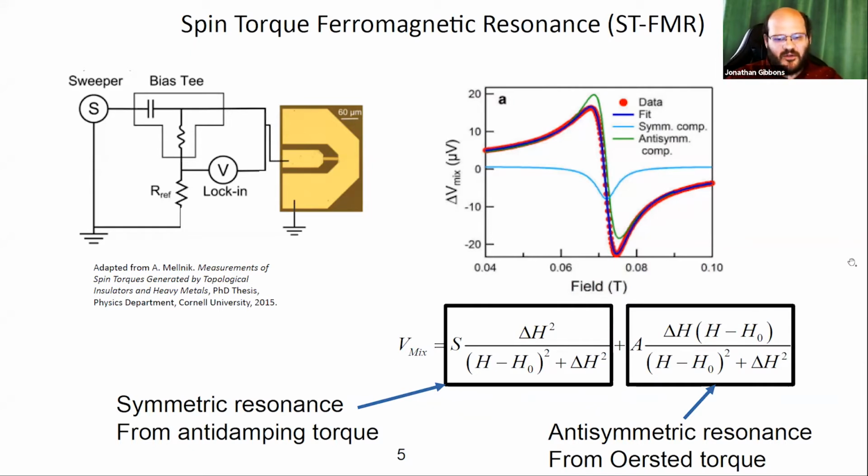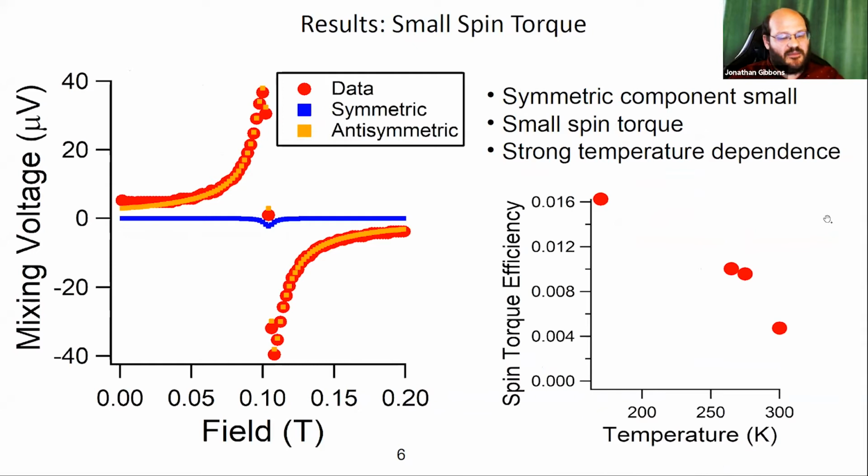And so by looking at the size of these terms and fitting to the mixing voltage data we get, we can extract the size of the anti-damping torque. So we performed these measurements on our iron rhodium copper permalloy stack at room temperature and several other temperatures. And as you can see, the symmetric component is very, very small, which indicates that there's a very small spin torque efficiency. It's highly temperature dependent.